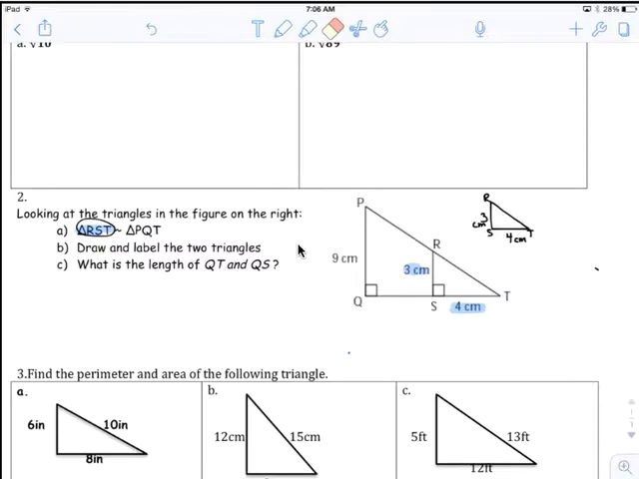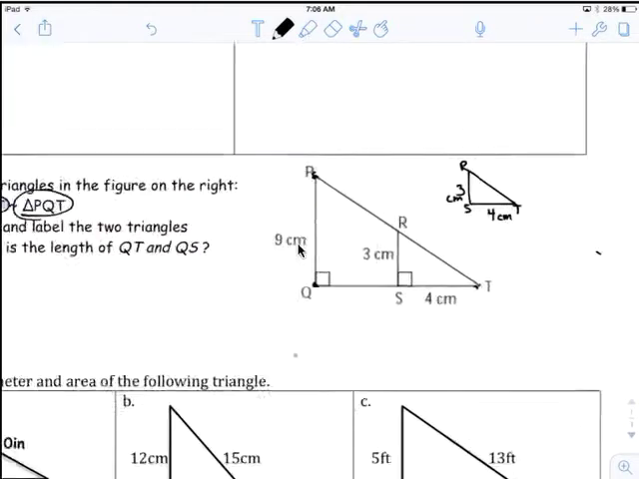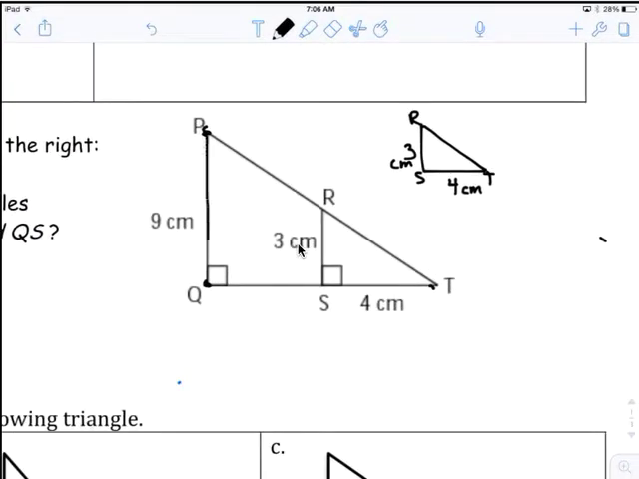And then you do this other triangle, PQT. Go in and erase. You have pencil, erase the other one. Do PQT, darken it.